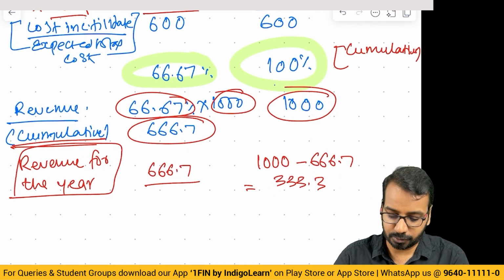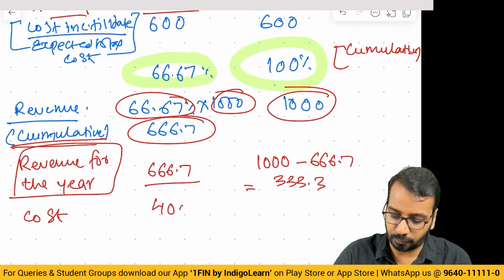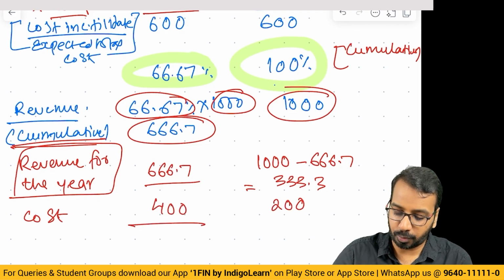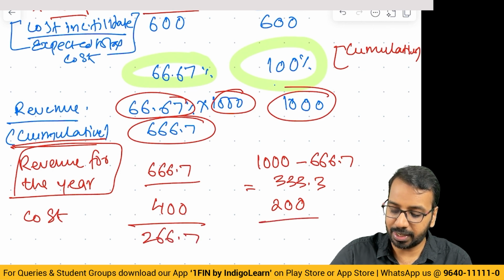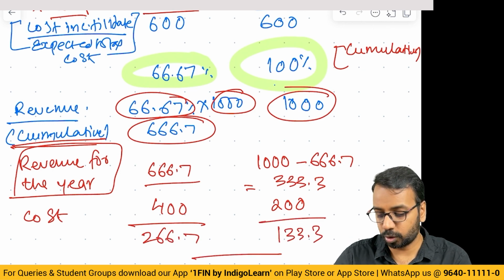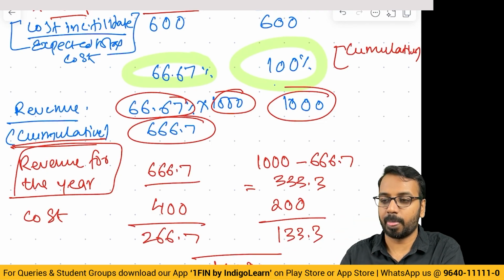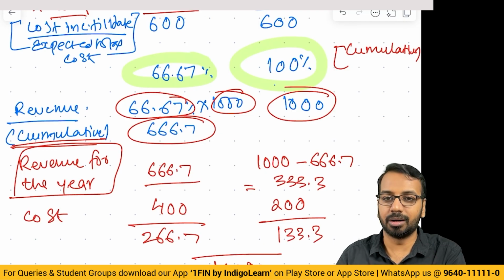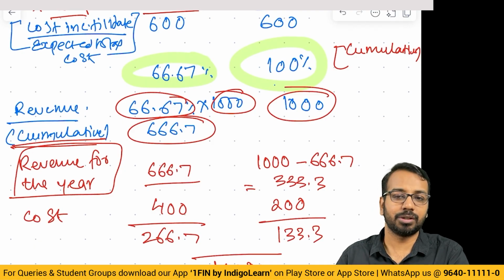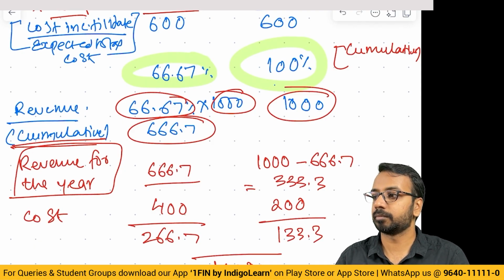Then, how much should be the cost? Here we have incurred 400, here we have incurred 200, profit will be 266.7 and 133.3, total profit becomes 400. Do we have any question in this logical flow of concepts? That is, what is expected cost, what is cost incurred, what is percentage completion, and how we calculate revenue, the basics part. Is there any question? Clear? Okay.